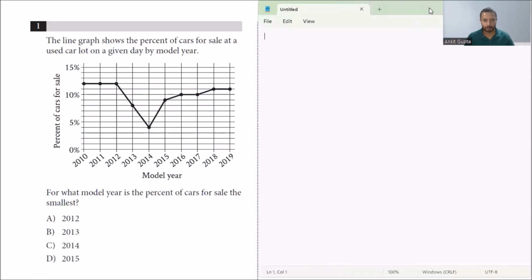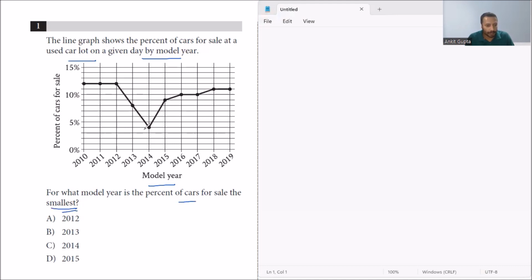In this video, we'll be solving SAT Practice Test 2, Maths section, Module 1. The line graph shows the percentage of cars for sale at a used car lot on a given day by model year. So model year is given here, and in the y-axis, percentage of cars for sale is given. For what model year is the percentage of cars for sale the smallest?